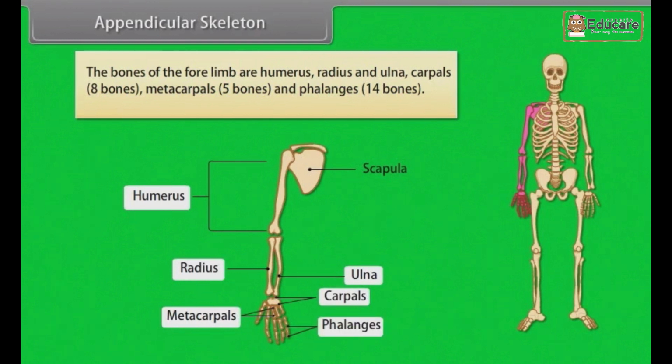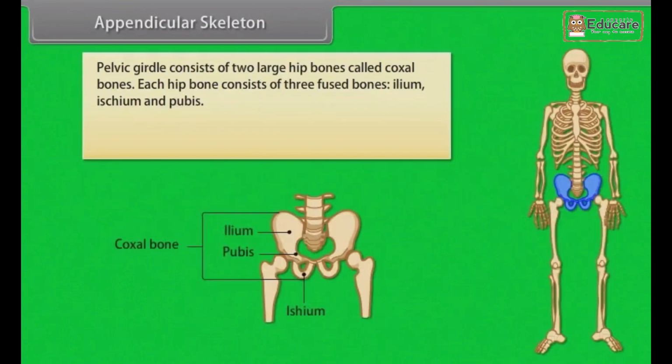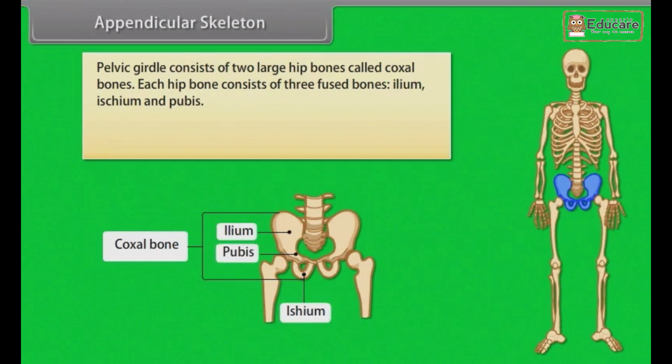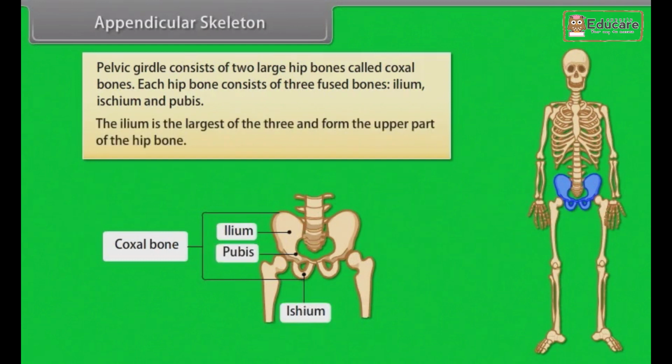The bones of the forelimb are humerus, radius and ulna, carpals 8 bones, metacarpals 5 bones, and phalanges 14 bones. Pelvic girdle consists of 2 large hip bones called coxal bones. Each hip bone consists of 3 fused bones, ilium, ischium and pubis. The ilium is the largest of the 3 and forms the upper part of the hip bone.